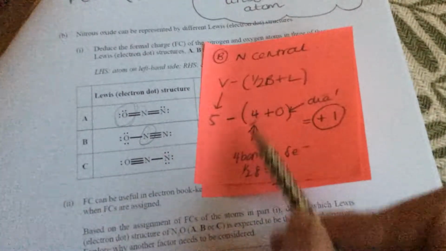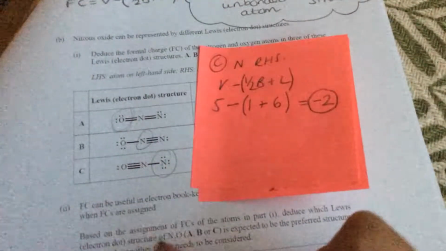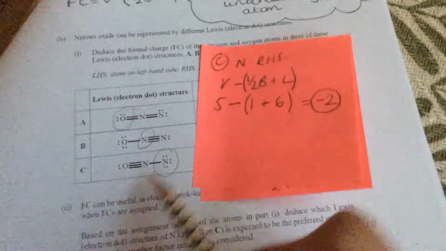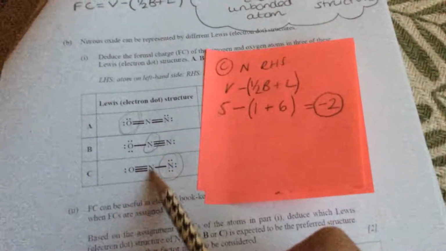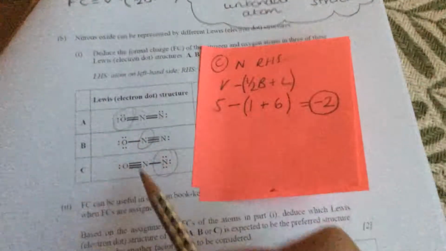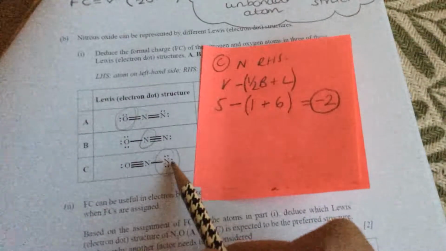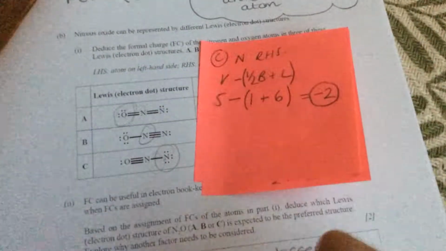So this is just an indication of where we get the different pieces of information from. And let's try one more. C, we're going to do the nitrogen on the right hand side, so that's this one. V valence is 5, it's in group 5, minus a half of B. This nitrogen has got 1 bond. It's got 2 electrons, half of 2 electrons, 1. Plus 6, 6 lone electrons, 1, 2, 3, 4, 5, 6. 5 minus 1 plus 6 is a minus 2.